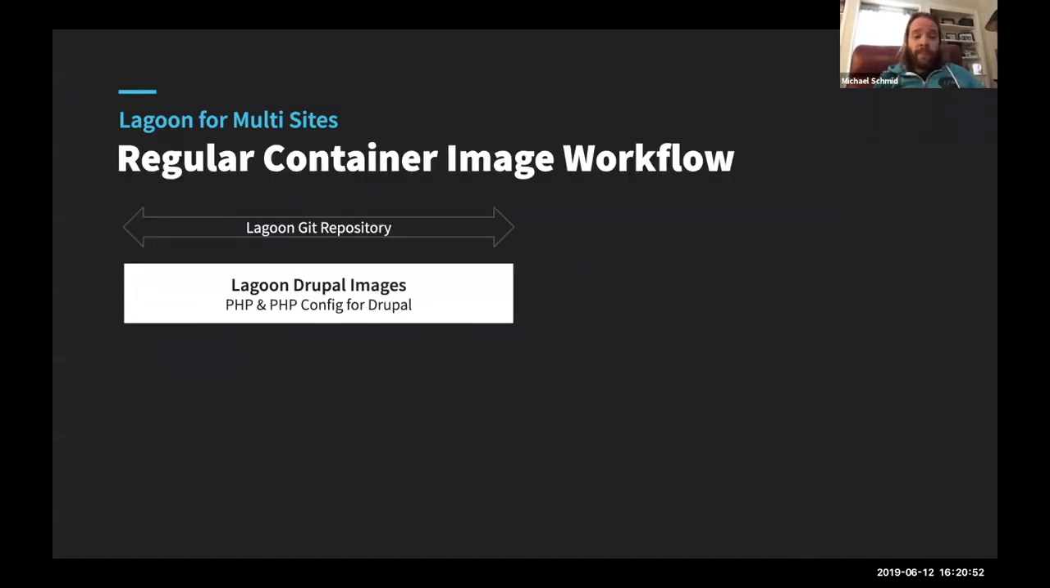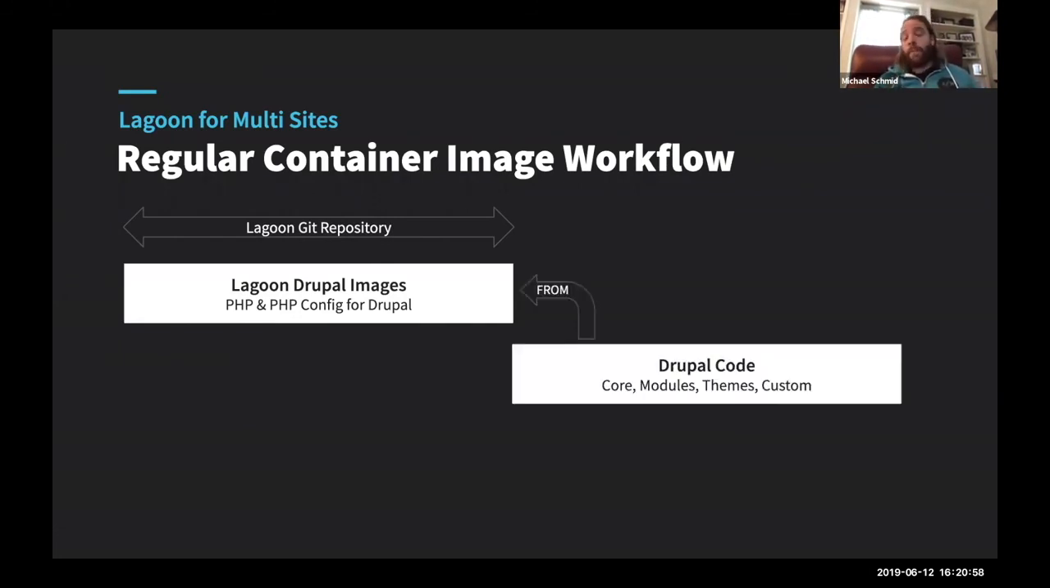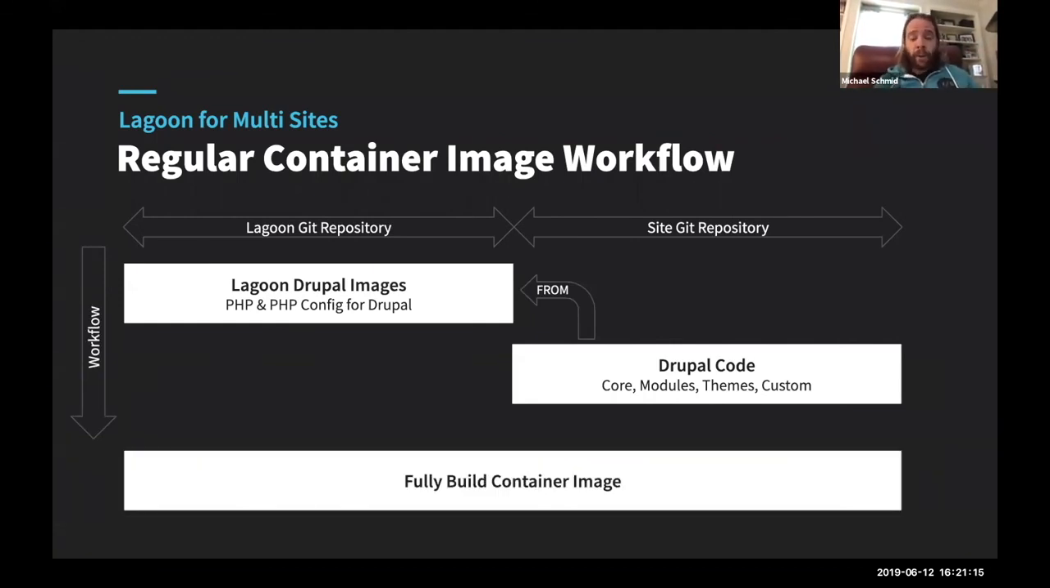So let's go back. We see the Lagoon Drupal images, they're there. But as I said, there's missing Drupal code. So this is coming over here on the right side. The Drupal code, which lives inside the Git repository for your own site, in this case, has core, modules, themes, and custom in there. And together, Lagoon will build out of these two images a full container image, which is then running on Kubernetes later.